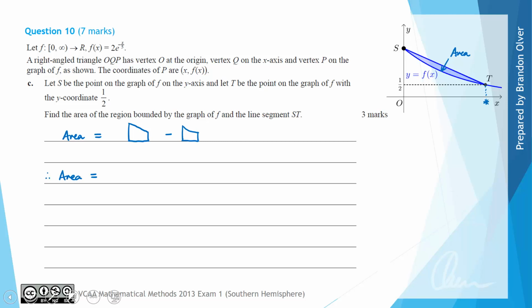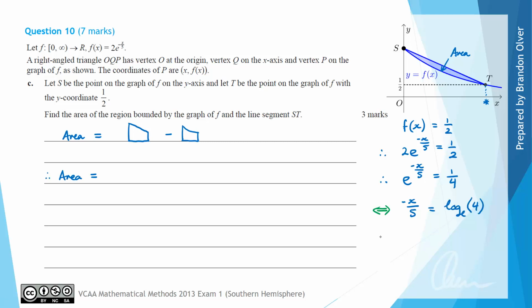What we do know about that point is it is the x value when f of x is equal to a half. So we're going to solve the equation 2e to the power of negative x on 5 is equal to 1/2. Dividing both sides by 2, we get e to the power of negative x on 5 is equal to 1/4. Now expressing this in an equivalent log statement, negative x on 5 is equal to log e of 1/4. So x is equal to minus 5 times log e of 1/4.